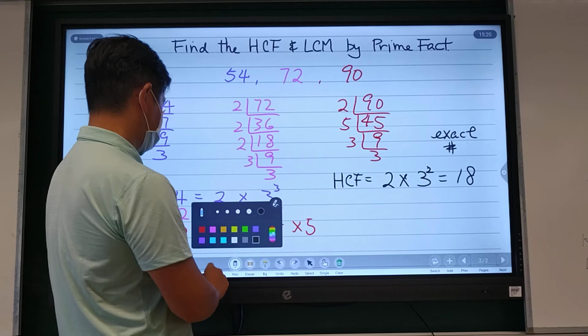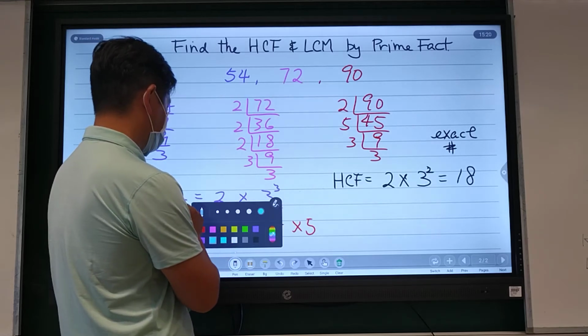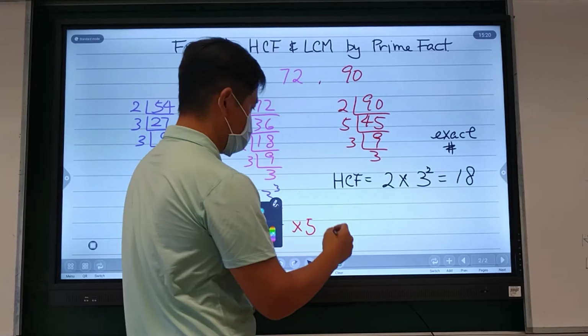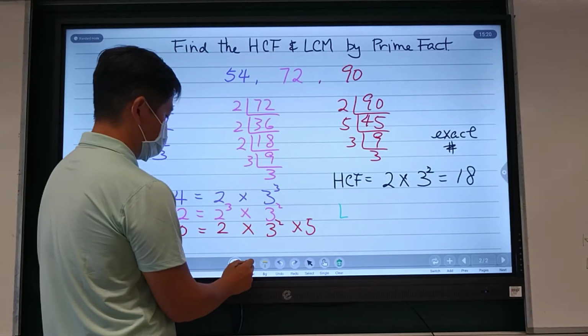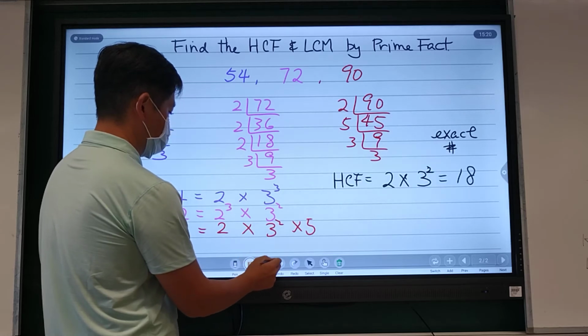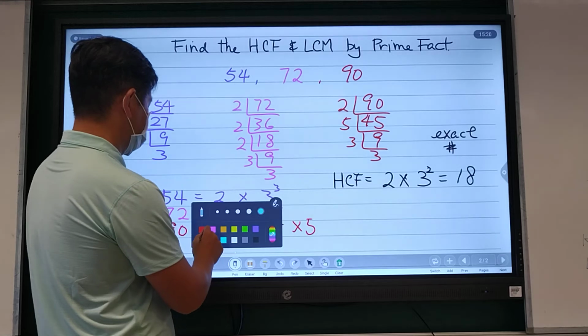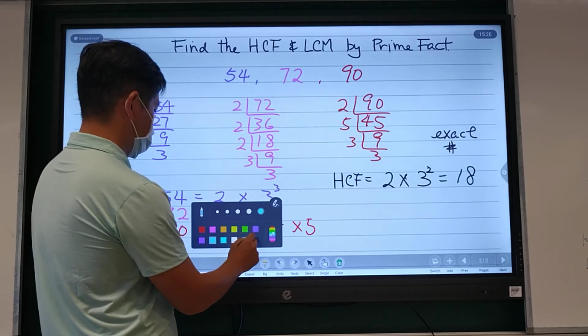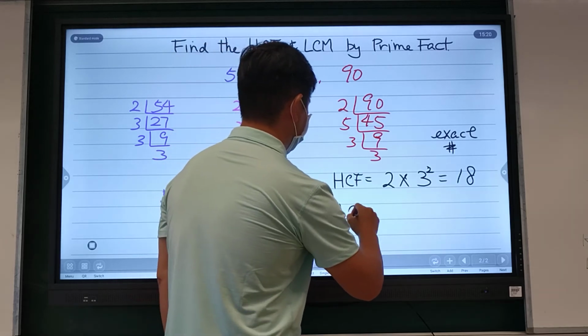What color can I choose? How about the blue? Okay, matching my shirt. See if we can see this. L, ooh, that's kind of hard to see. Let's just use black again then. Okay, LCM.